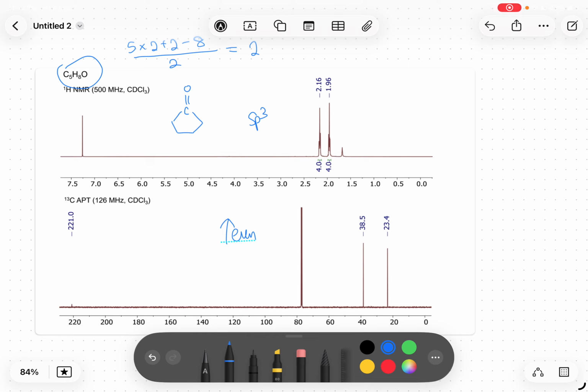In this case, we don't have any odd ones because, as you can see in this molecule, there aren't any carbons with an odd number of hydrogens attached. So that's explained.